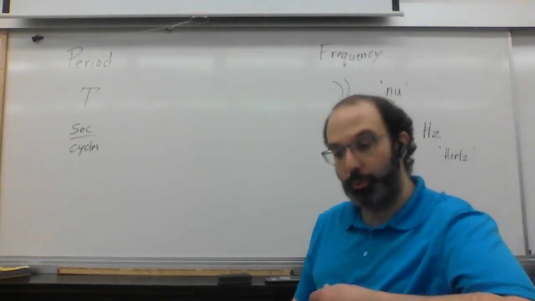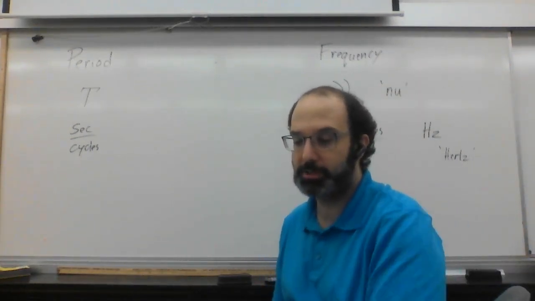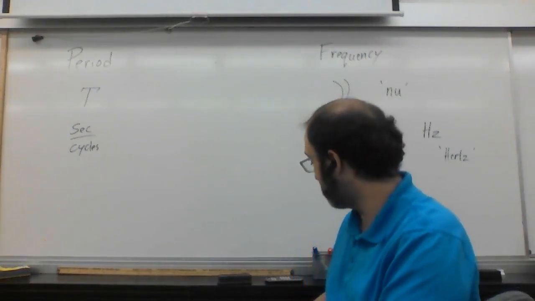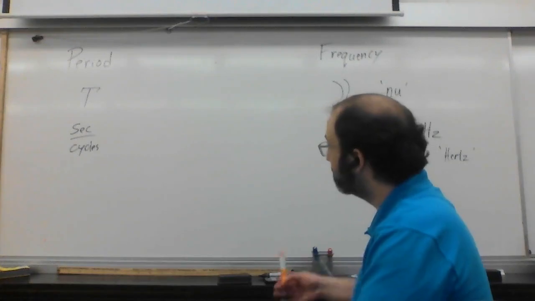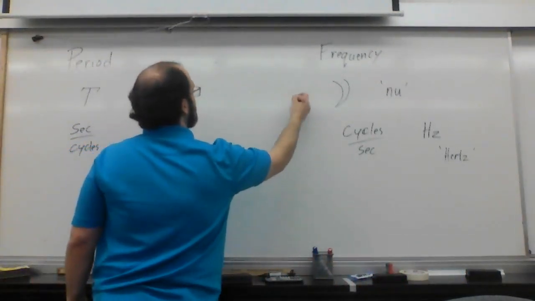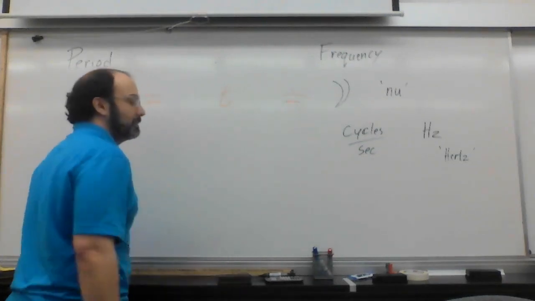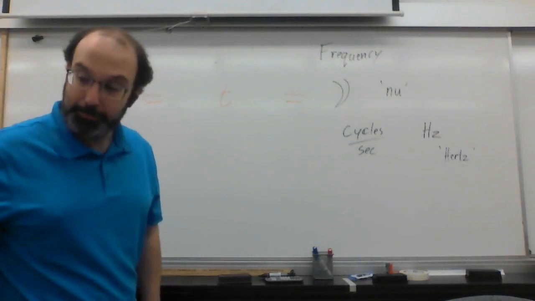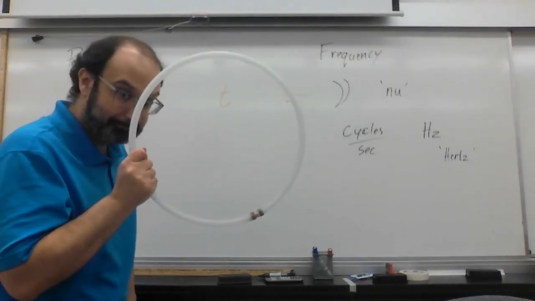Okay, so this is the basic idea. What you'll notice here is that period and frequency are related, and they're related because they're both basically the same thing, just mirrors of each other. And they're both equal to time. They're just equal to time in a circle, right?